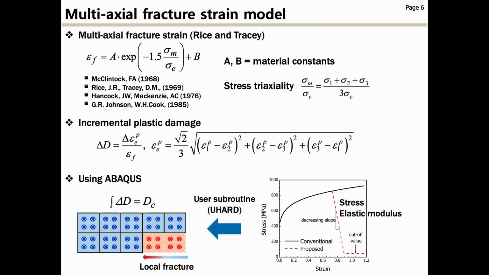It has long been known that there is an exponential relationship between fracture strain and stress triaxiality. Based on this concept, the damage model was used in which fracture strain is expressed as a function of stress triaxiality. The material constants A and B are determined by simulating the tensile and CT tests. Cumulative damage can be calculated by the change in equivalent plastic strain over the fracture strain.